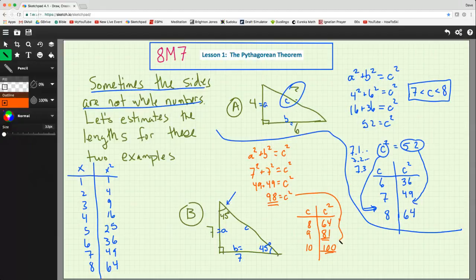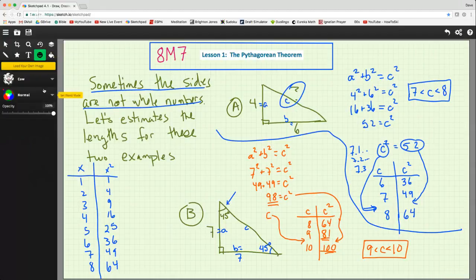And so if 98 goes between 81 and 100, then we know that c has to go between 9 and 10. Because if c was 9, this would be 81. And if c was 10, it would be 100. But c squared is between 81 and 100. So c must be between 9 and 10. So we write that 9 is less than c. c is bigger than 9. But c is also less than 10. So c is between 9 and 10.